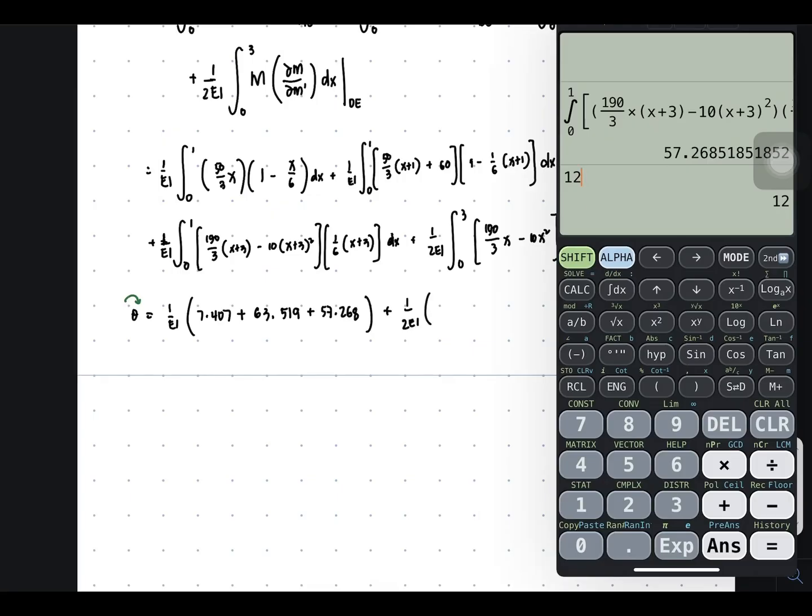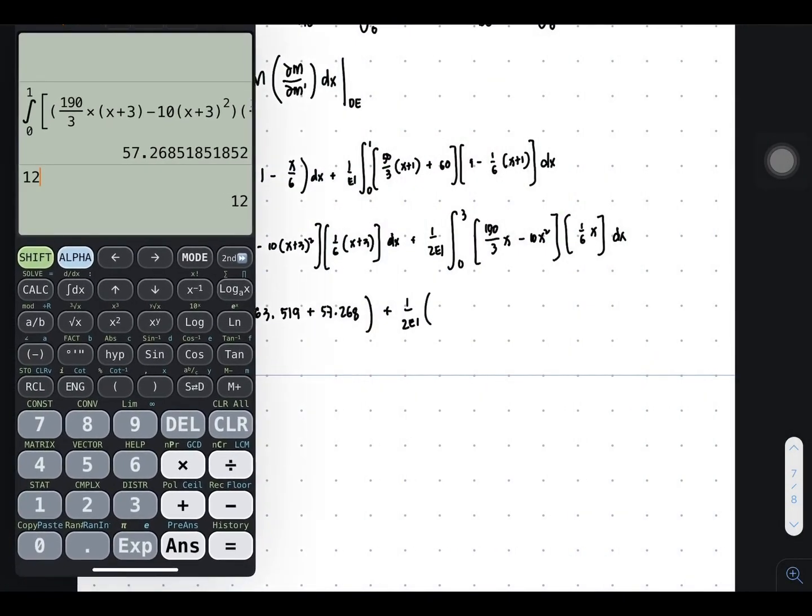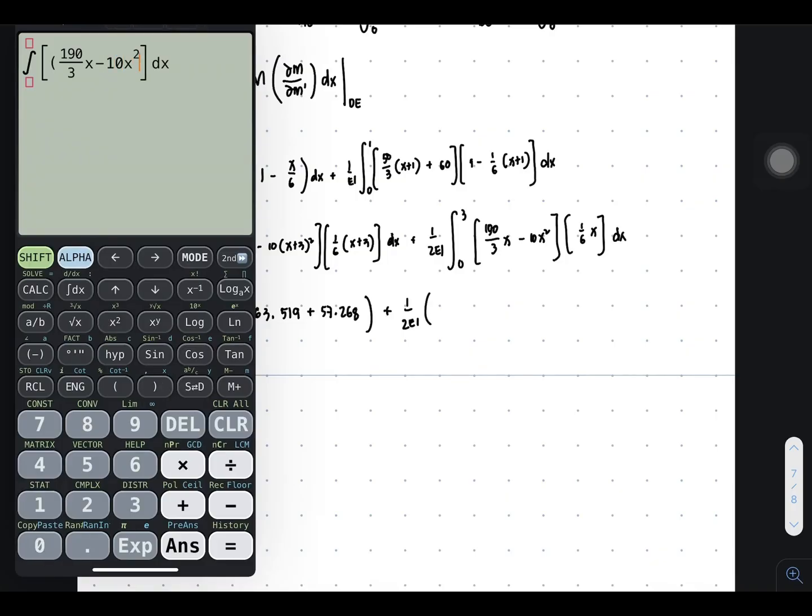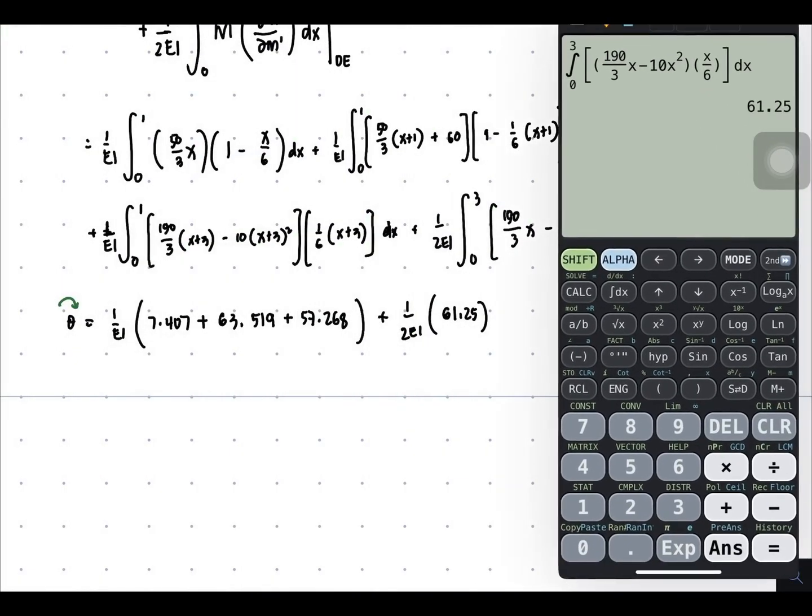Let's proceed to 1 over 2 EI, which is only one term. So it's going to be the integral of 190 over 3 x minus 10 x squared times x over 6 from limit 0 to 3. That's 61.25.